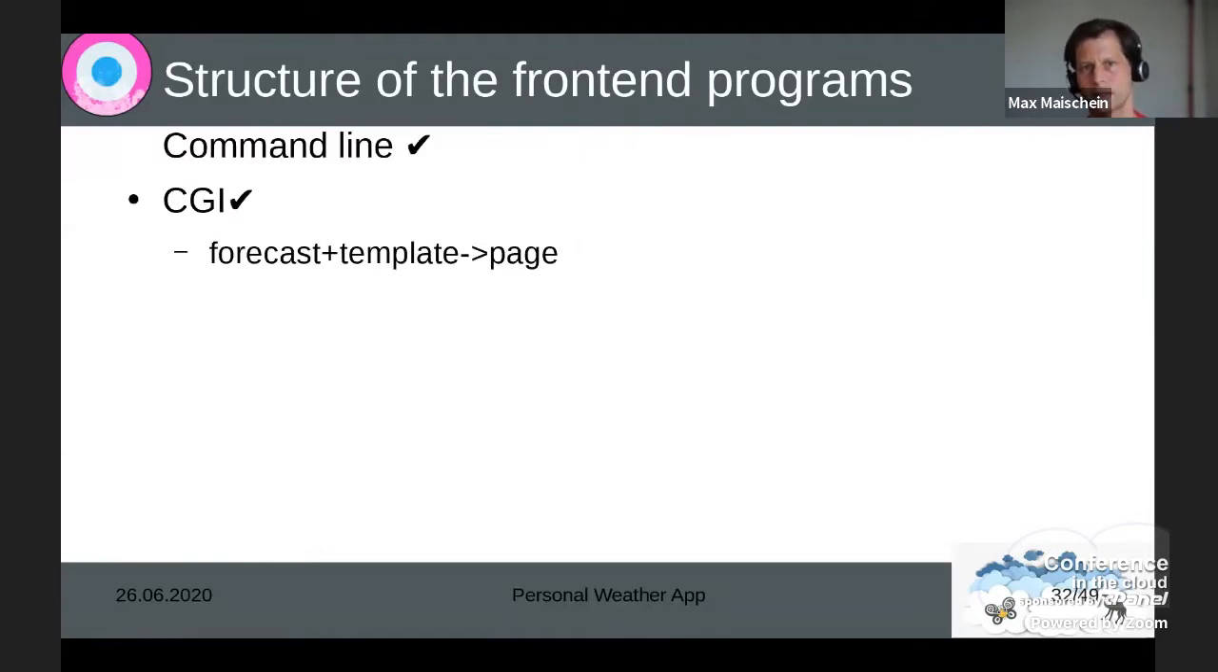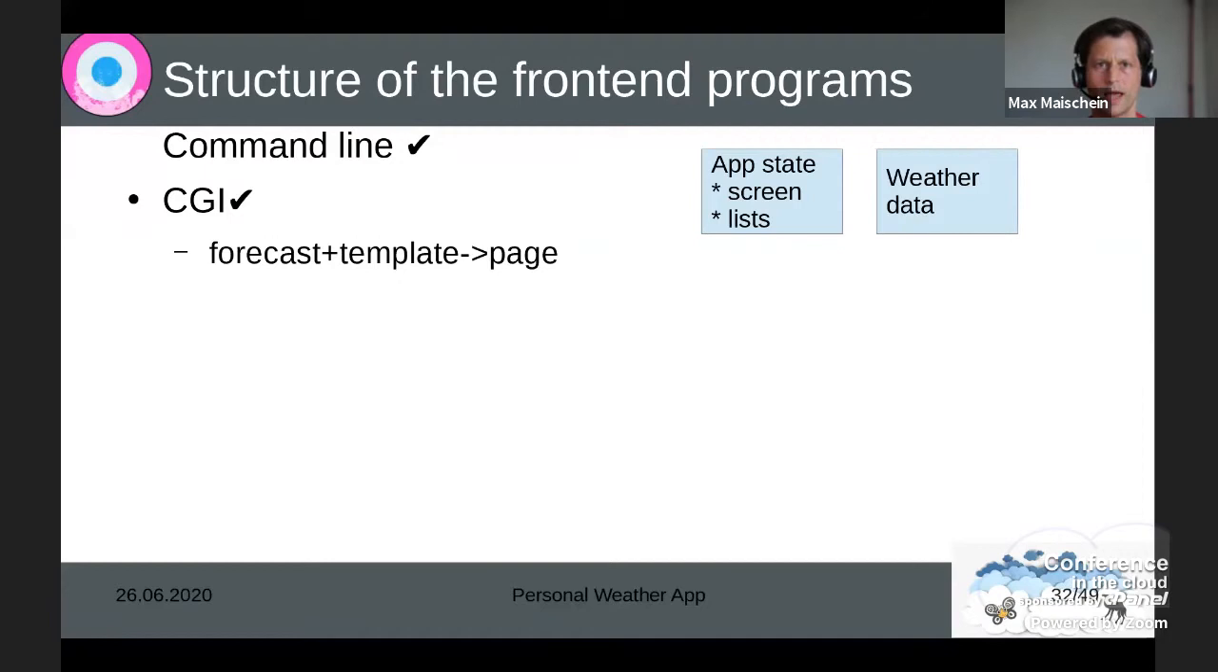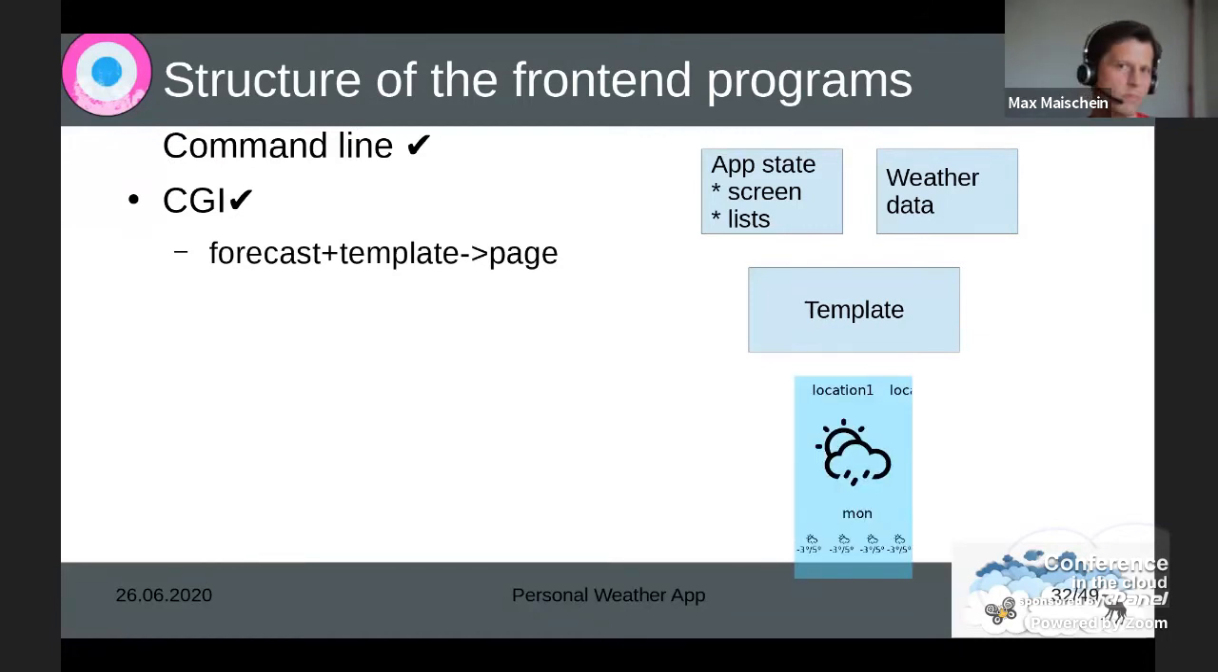So basically for the command line and the CGI, the things are clear. We have the application with its data, like the application and its state, which screen to display and which location list. And we have the weather data, and we put that into the template, and out comes the screen that we display.